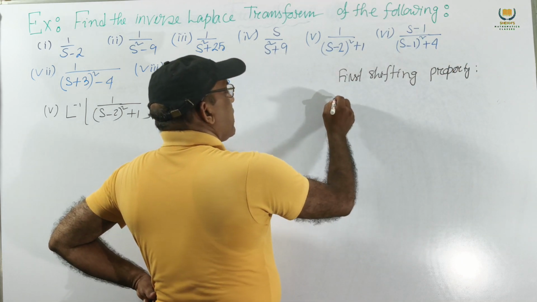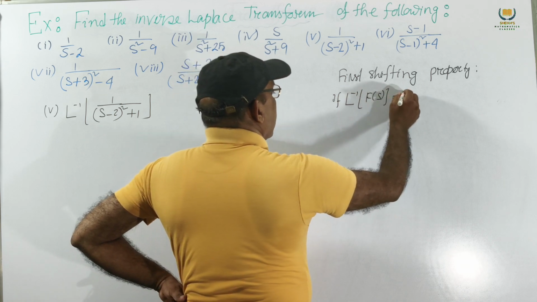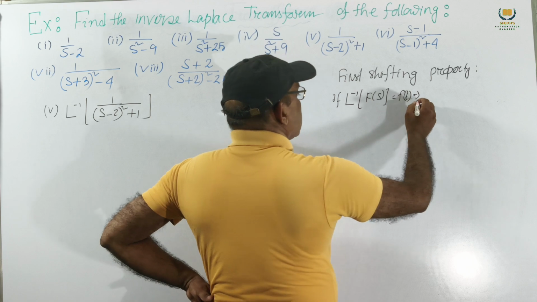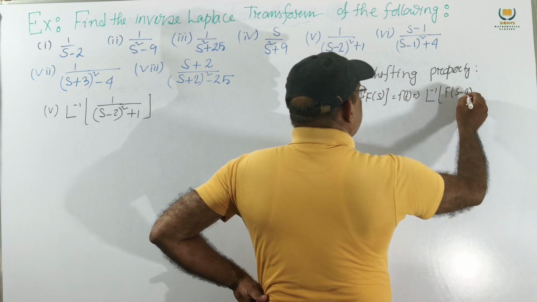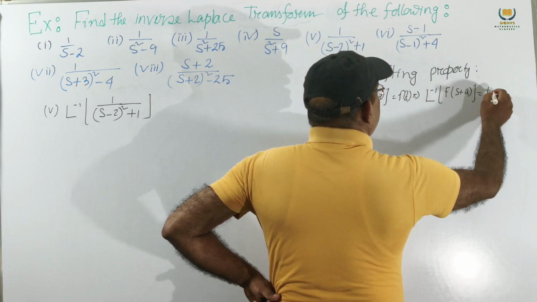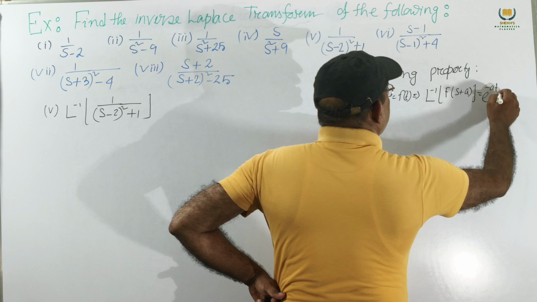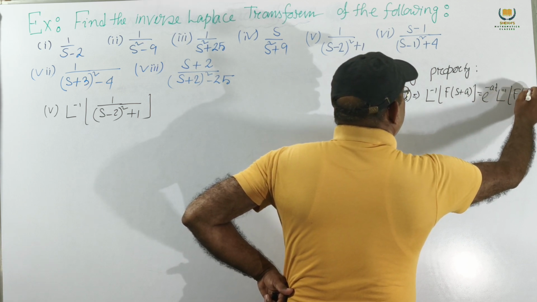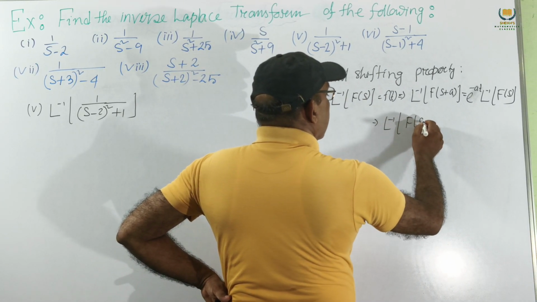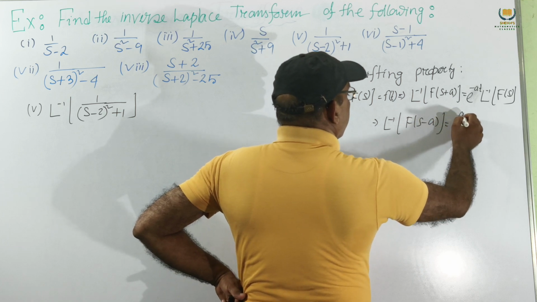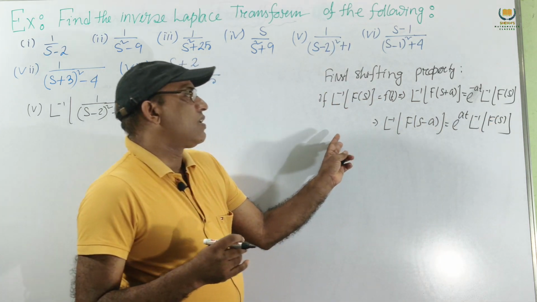First shifting property, if L inverse f of s equal to ft, this implies L inverse f of s minus a or plus a equal to e to the power minus at L inverse fs, or we can write L inverse f of s minus a, e to the power at L inverse f of s. These are first shifting property.